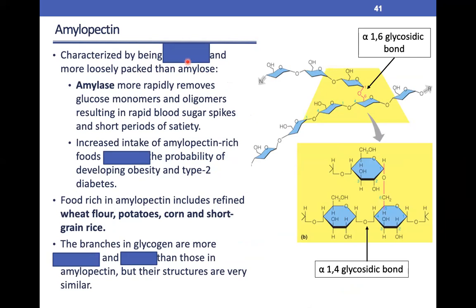Branched. Perfect. It's branched. And I told you that it's going to be digested faster because it's not coiled and there's more surface area, so it can be digested faster. Do you think this is going to increase or decrease the probability of getting type 2 diabetes? Increase. Perfect, yeah. And then you can kind of guess what kind of foods are higher in amylopectin. It's the ones that we say to stay away from in order to avoid obesity.